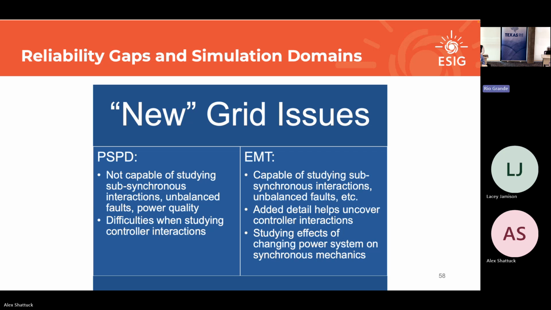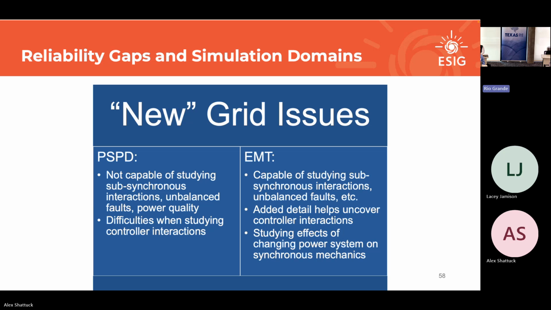But you're not going to do a subsynchronous interaction study. You're not going to do imbalance faults. You're not going to do harmonic power quality analysis in EMT or in PSPD. You might not do the last one in EMT either, depending on what you're doing. But just generally, these things that we see popping up all the time, oscillations, harmonics, distance to series compensated lines, PSPD is not the domain to study those things in.